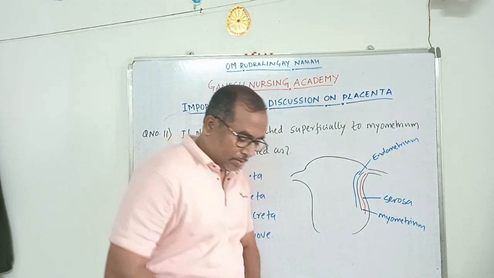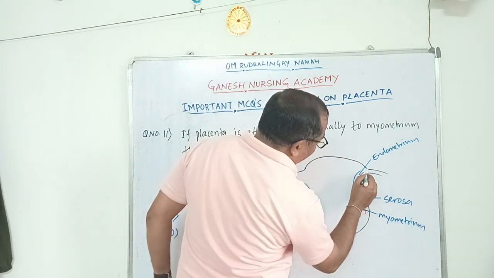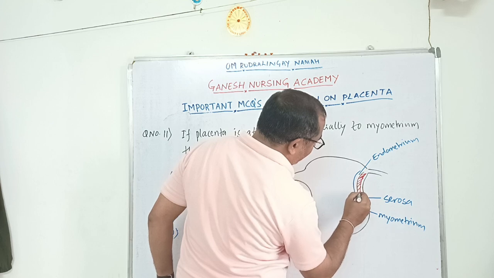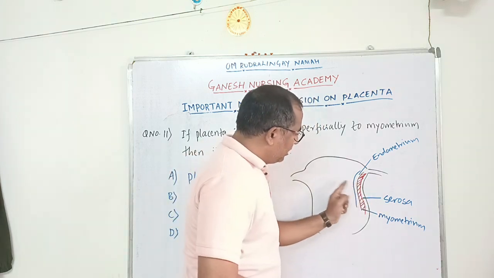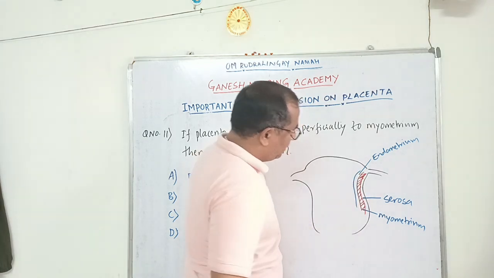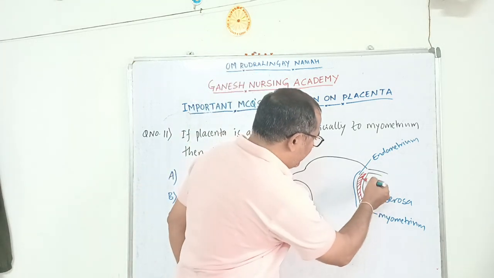Okay, so I'll mark the myometrium with the color red. This is the myometrium layer, and here this one is the endometrium layer. Okay, and this layer is the last layer. This layer is the serosa.